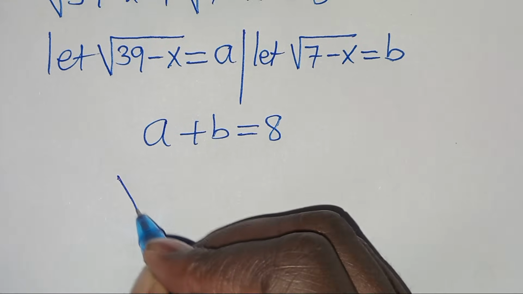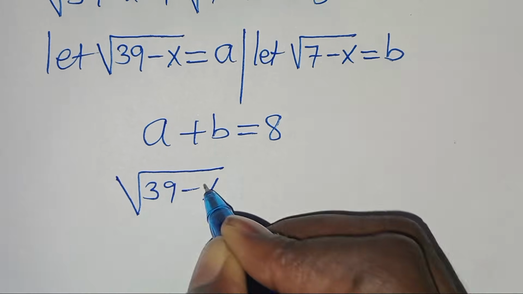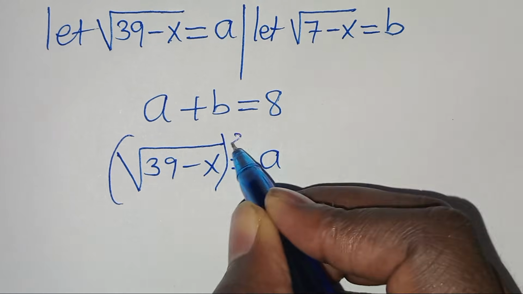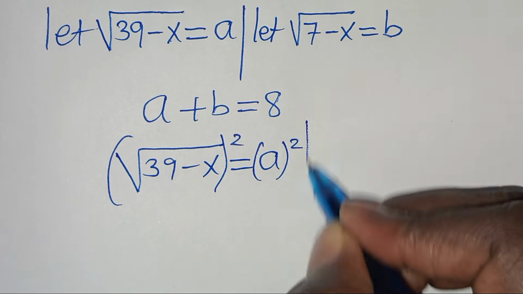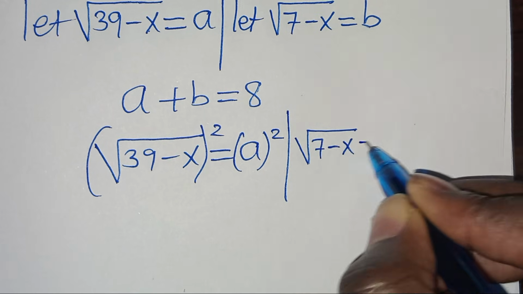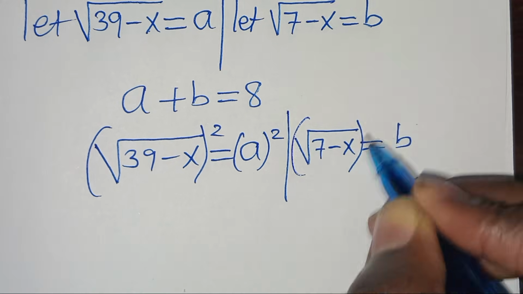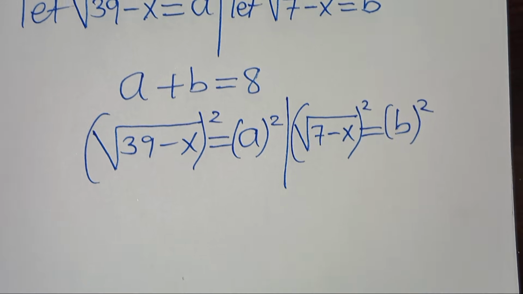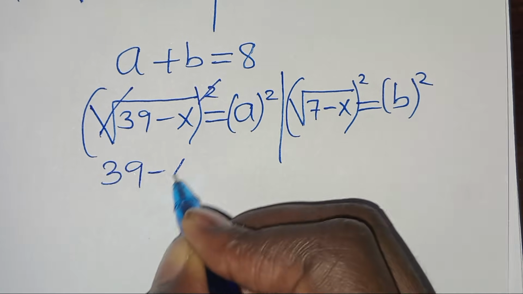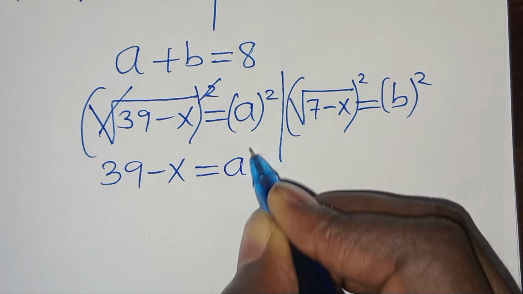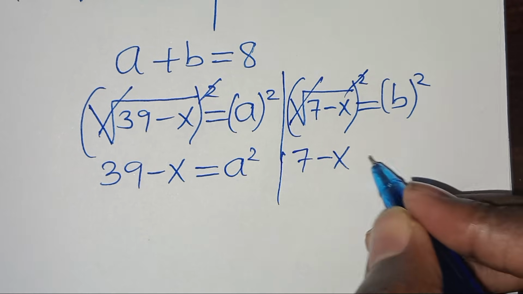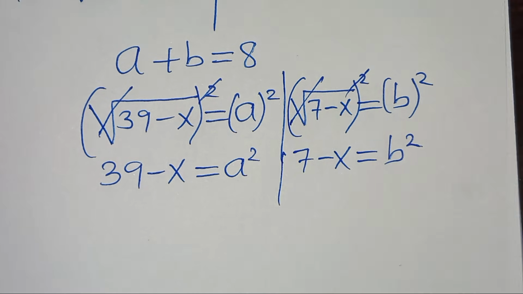And this again implies that the square root of 39 subtract x is equal to a. So now let's square both sides. And we also have the square root of 7 subtract x is equal to b. So let's square both sides from here, so that we eliminate the square root sign. So we have 39 minus x is equal to a squared, and here we have that 7 minus x is equal to b squared.